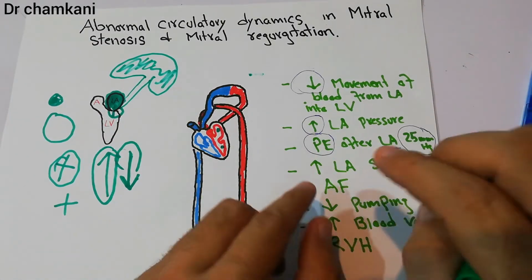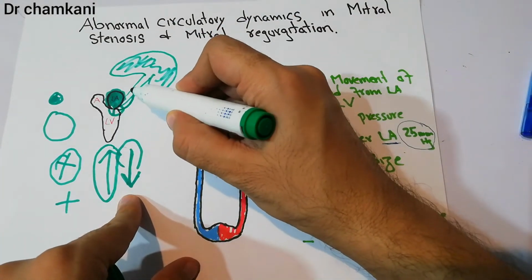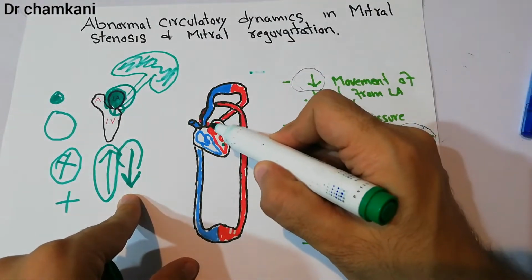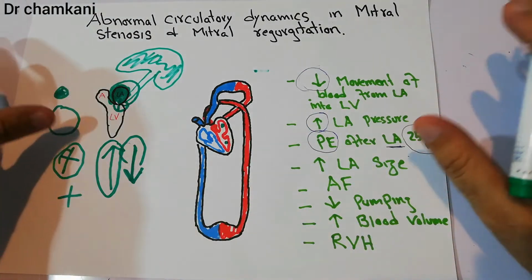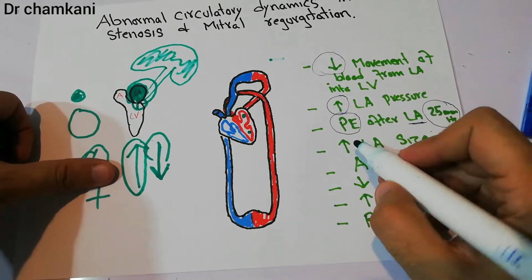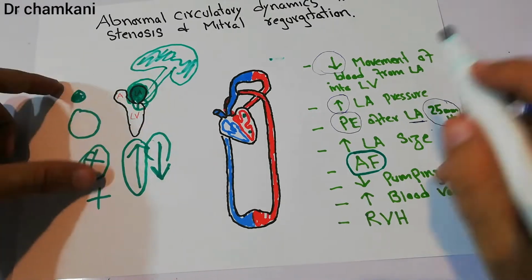Then the size of the left atrium also starts increasing, slowly and gradually. Once the size of the left atrium increases, there are increased chances of atrial fibrillation.